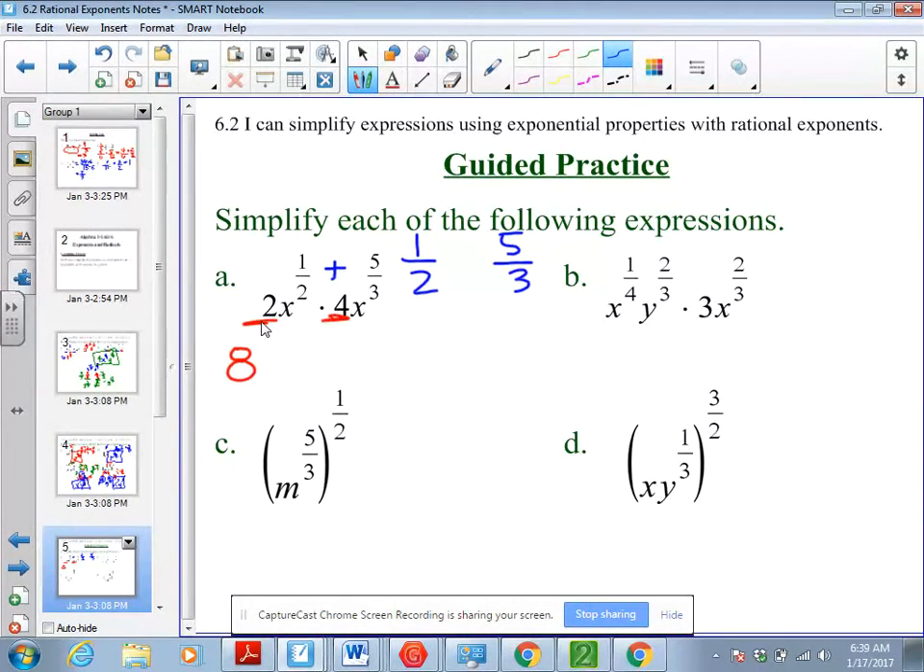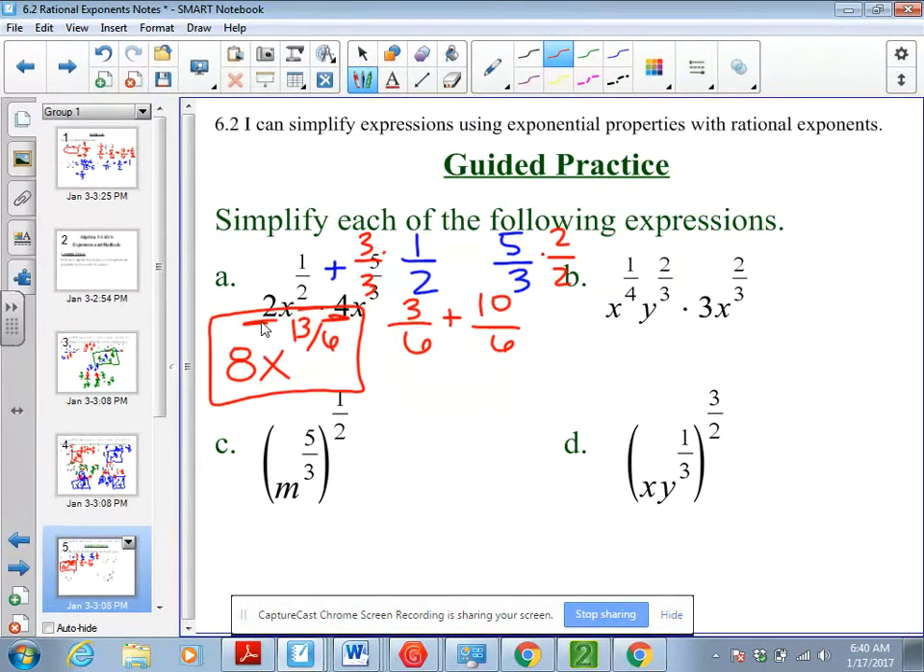I could get these both to 6, right? I multiply fraction number 1 by 3/3. Remember, you got to multiply the numerator and the denominator when you do this. If I multiply the second fraction by 2, then I'll have 3/6. And, whoops, I'm sorry. Yeah, that's right, 3/6, and 10/6. Which means that my exponent to my x will be 13/6. Since that does not simplify, that's my answer.